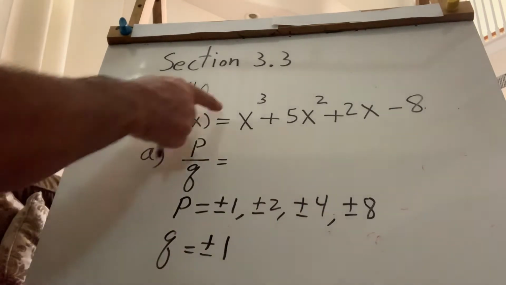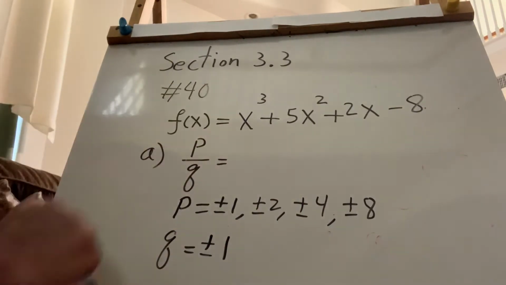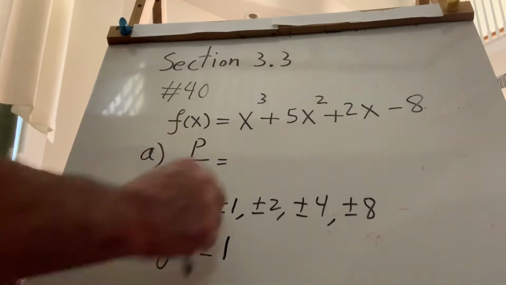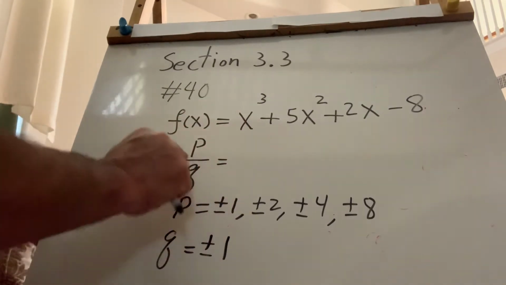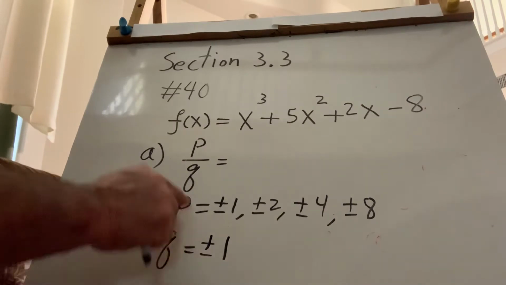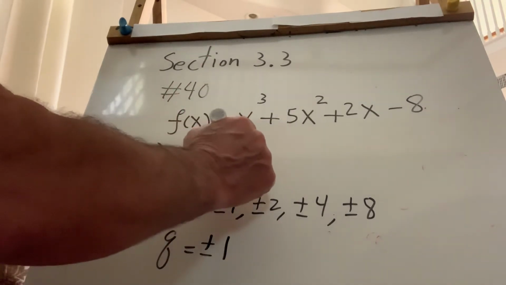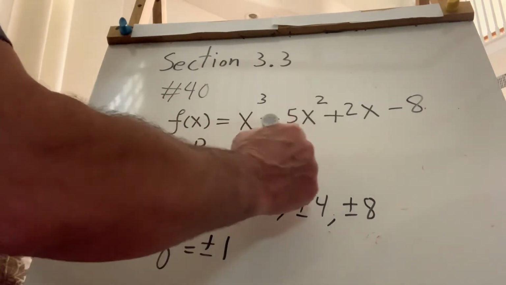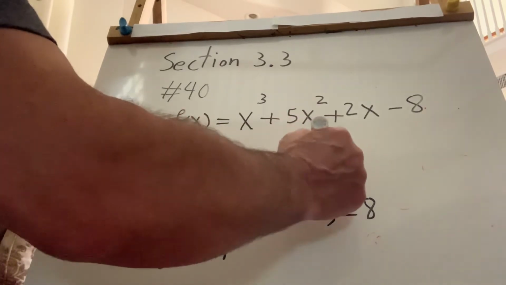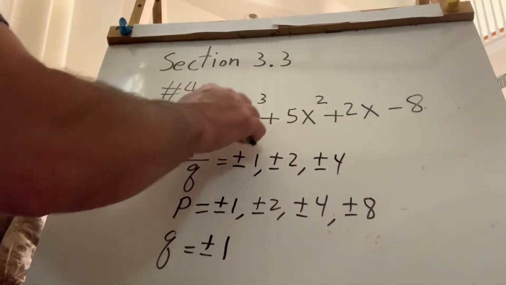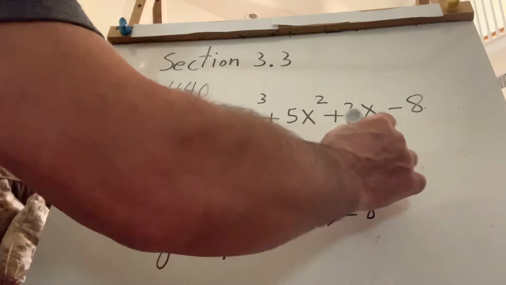So in this special case, because the leading coefficient is 1, our p over q's actually coincide with our p's, because anything divided by plus or minus 1 will be the same. So our p over q's will be just simply our p's in this case. Not every case, but in this case. And that's because the leading coefficient happened to be number 1.